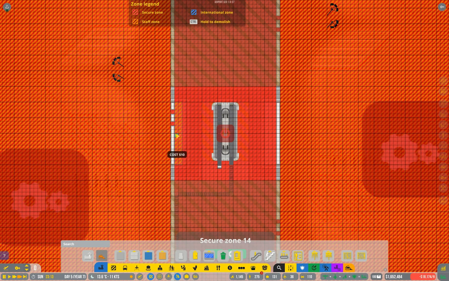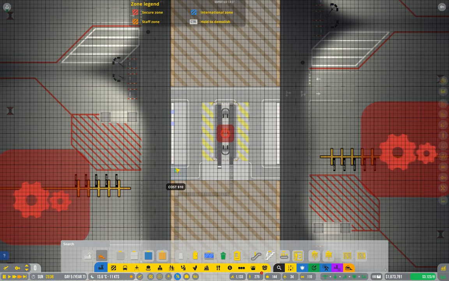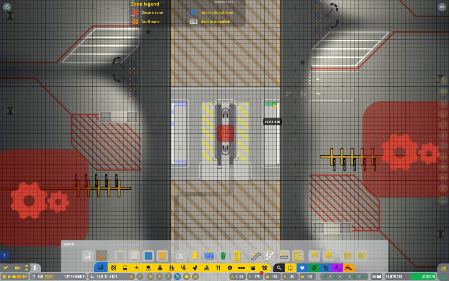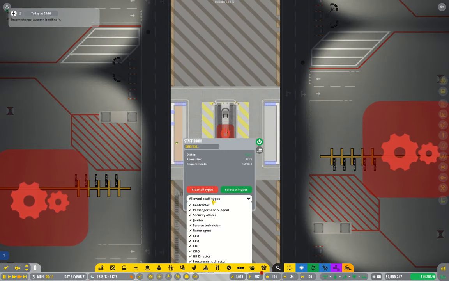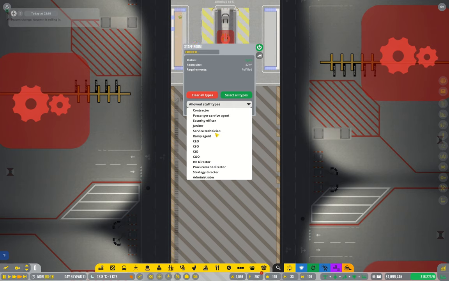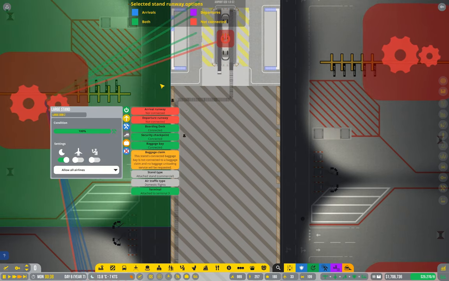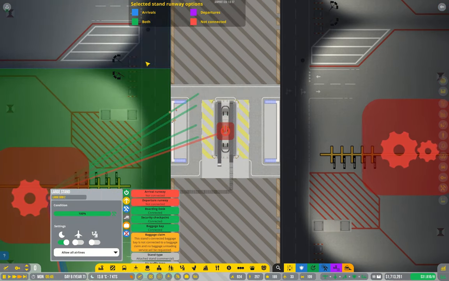Walls. Zoning off so I can see what I'm doing, please. Thank you. Now, I'm not going to get too carried away with that because I think the baggage carts are going to do weird things around here. So we want to keep an eye on that before we get carried away. Ramp agents only, please.